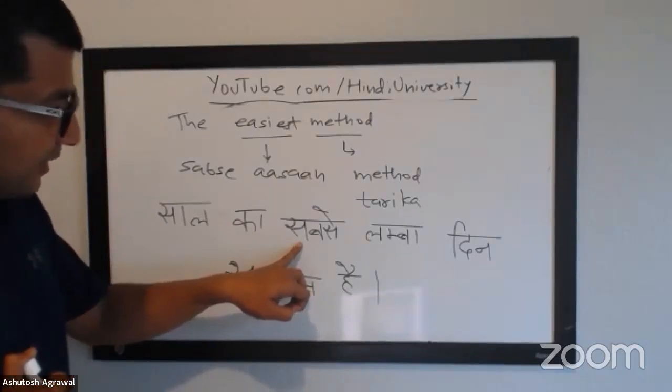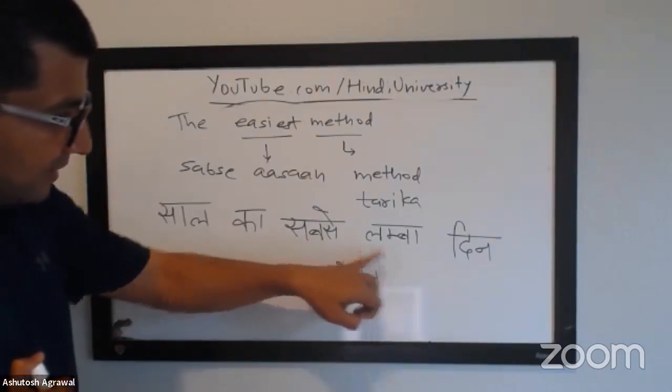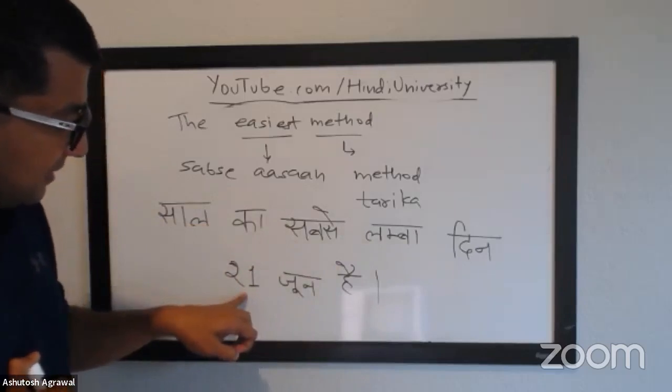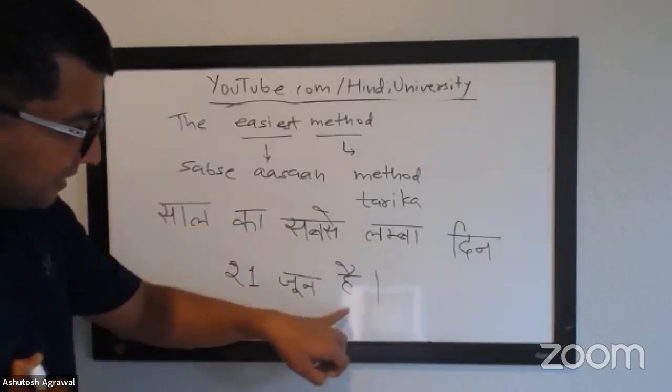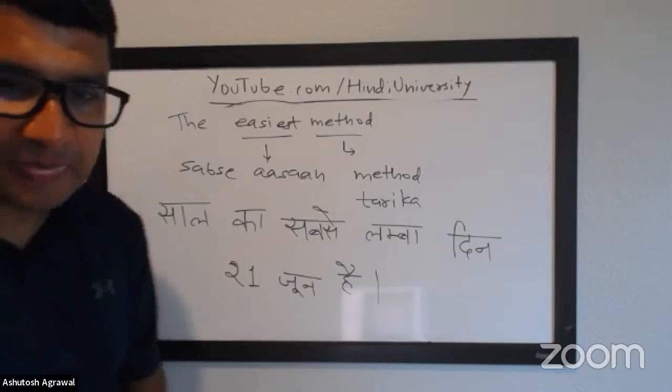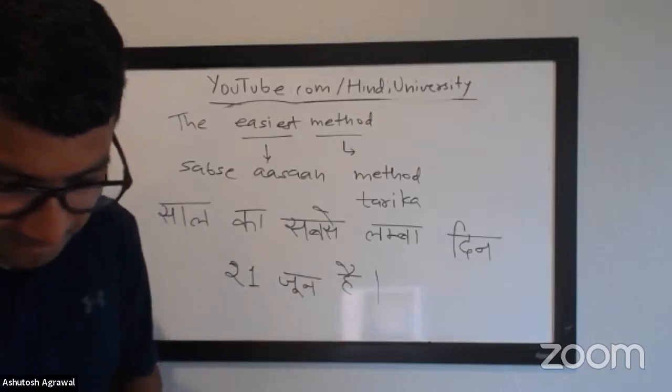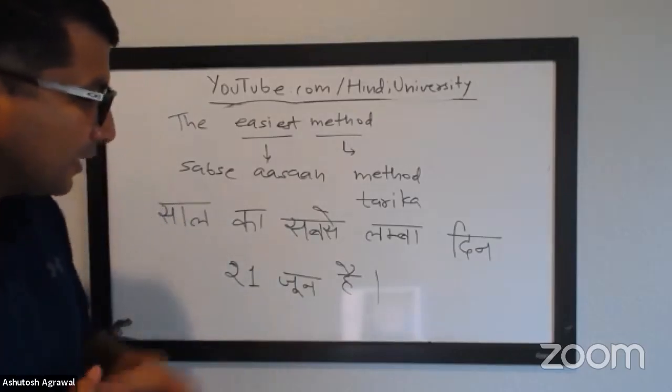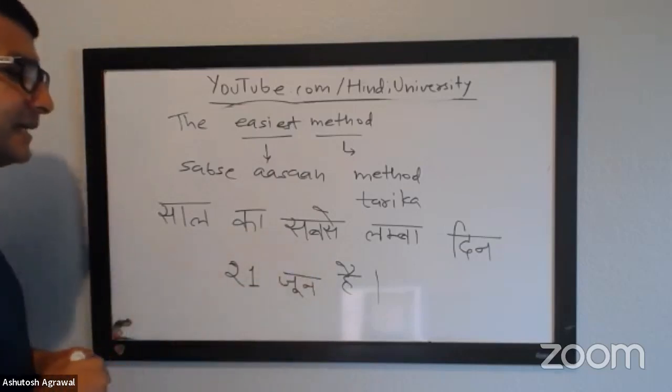सबसे लंबा दिन 21 June है. Okay. What does it say? The longest day of the year is June 21st. That's correct. Okay. So which part is the longest day?